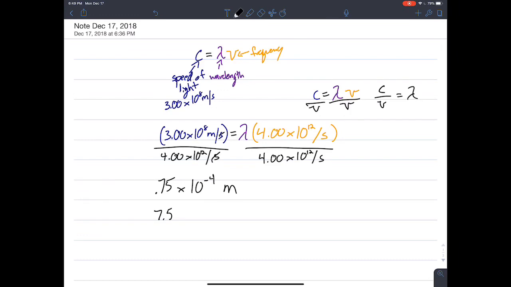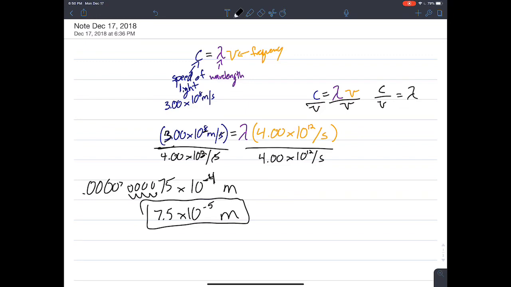7.5 times 10 to the negative fifth meters. That would be our wavelength. Okay, so if you didn't see how I did that, when you're dividing exponents, you subtract them. So I did 8 minus 12, which is negative 4, and you just divide 3 divided by 4, which is going to be 3/4, which is 0.75. So in your calculator, it should give you either hopefully this, or it would give you 0.00004075, that.